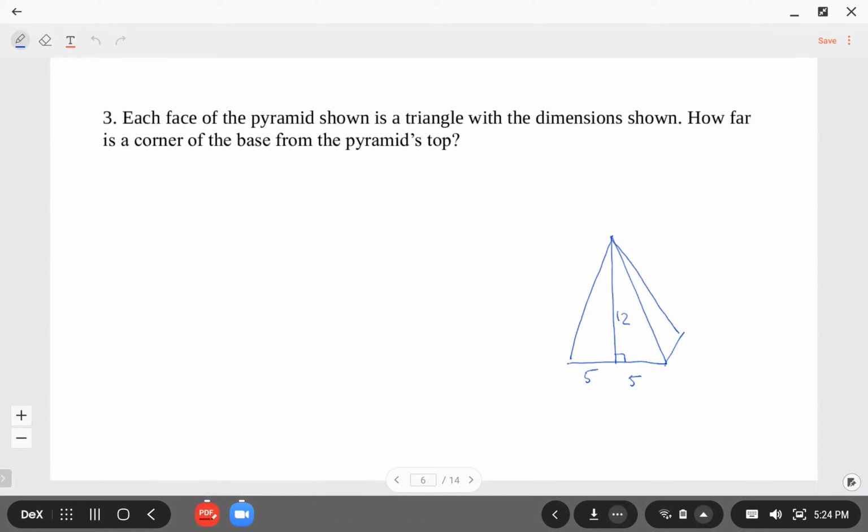So basically what you do here is the standard thing. Take this triangle and use the Pythagorean theorem. Okay, that is 13. Very good job.